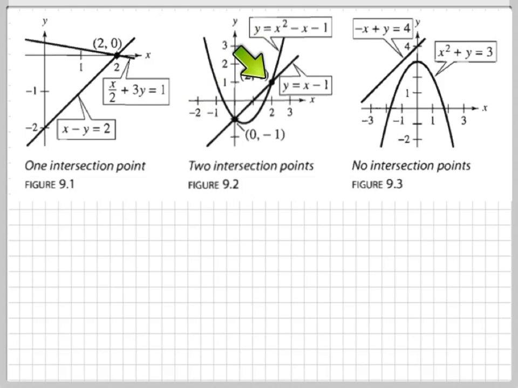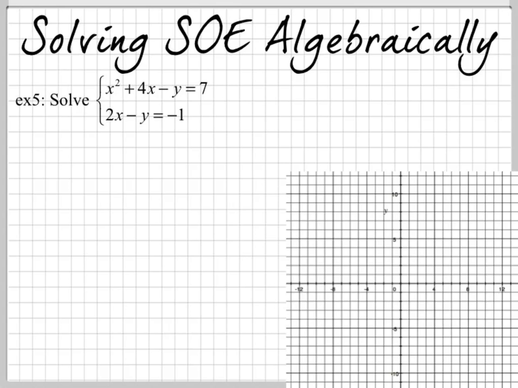Now, sometimes this might happen. The line never even intersects the quadratic. If this happens, when you're solving it algebraically, you'll get something like a complex number. You'll have an i in there. And if you have an i in there, then you know that the graph looks something like this, and you have no solution. So, let's look at an example.